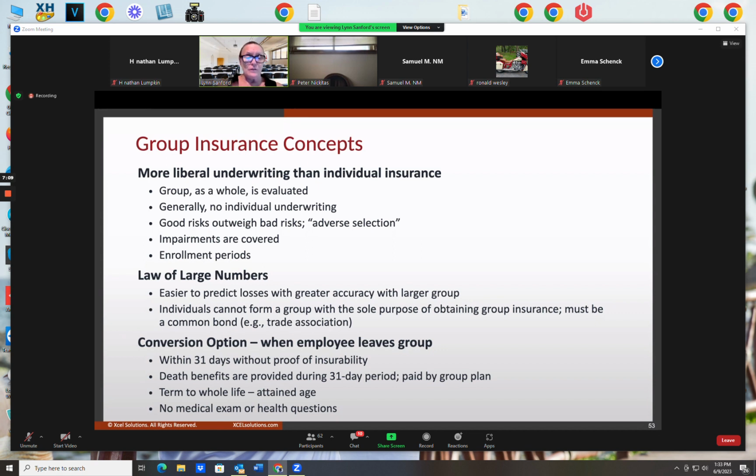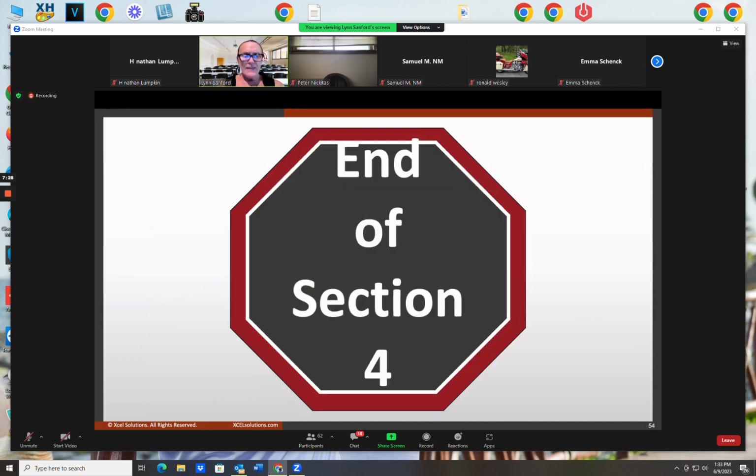You can convert from term to whole life at your attained age. And most insurance companies will not allow you to convert from term to term, only from term to some sort of permanent cash value life insurance product. No medical exam or health questions as long as you convert within that 31-day conversion period of time. That is the end of section 4.